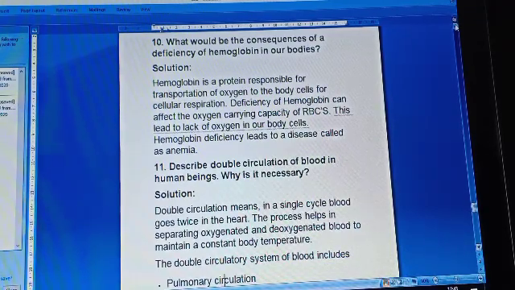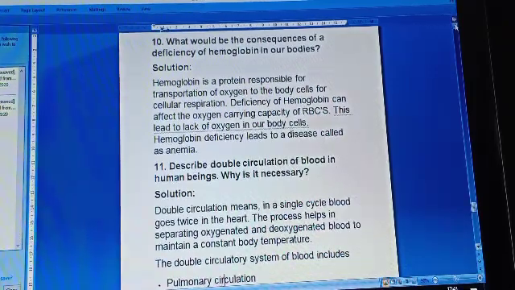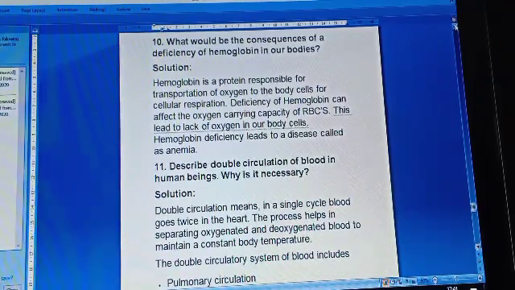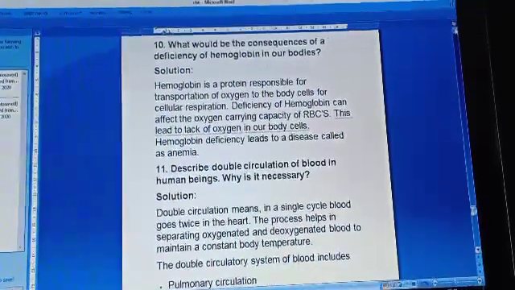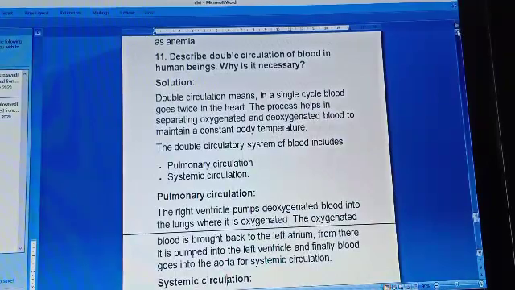If oxygen is not transferred in the proper amount, then what happens? The energy is not released. Respiration does not occur properly. If respiration does not occur properly, then energy is not released. If energy is not released, then what happens? We feel laziness. We cannot do all the work. We get tired easily. Now the next question: describe the double circulation of blood in human beings and why it is necessary.